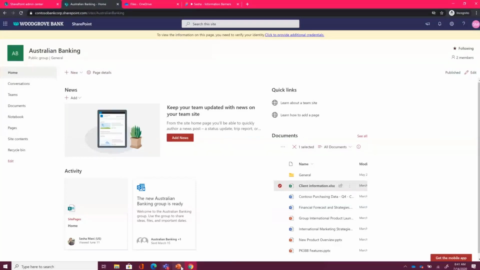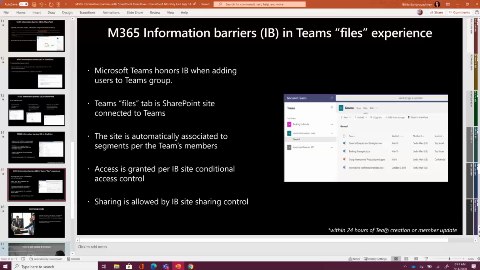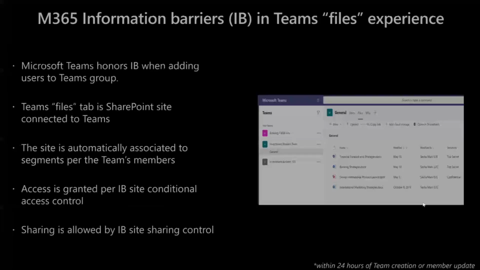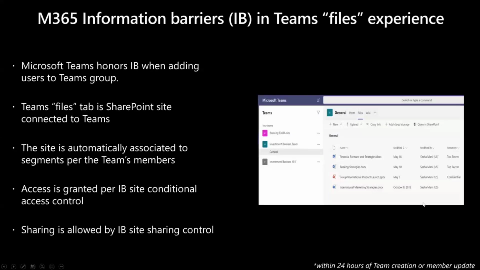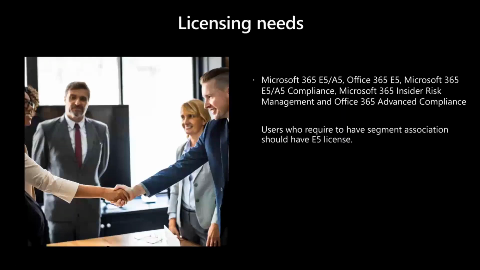Now, you might think, okay, this is all good. What does this mean in terms of licensing? Can we get the M365 information barrier policy for any license or not? So this is a comprehensive compliance feature, and it would be available with all our E5 licenses. So if you have M365 E5 or Office 365 E5 or E5 compliance, then you would be able to have information barrier feature in your tenant.